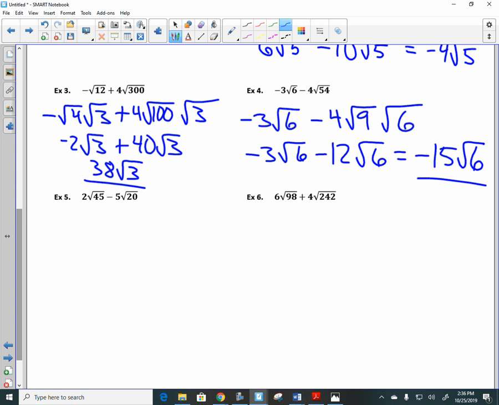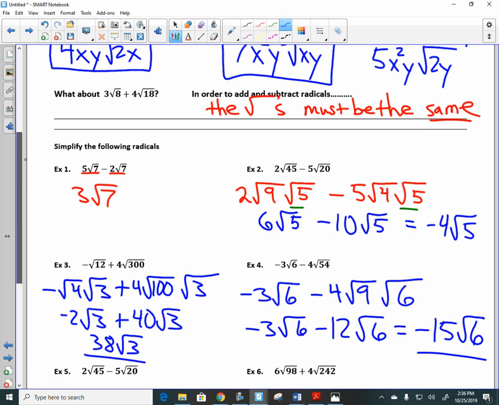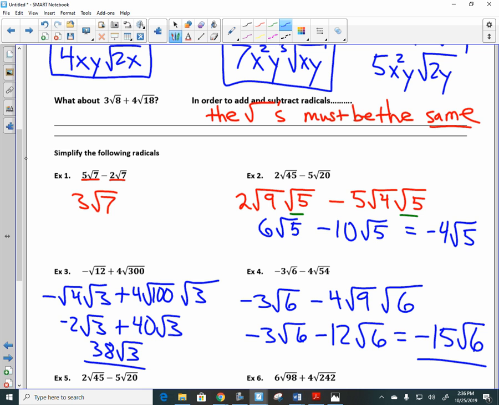Good work. So, adding and subtracting radicals, the radicand must be the same. Okay?